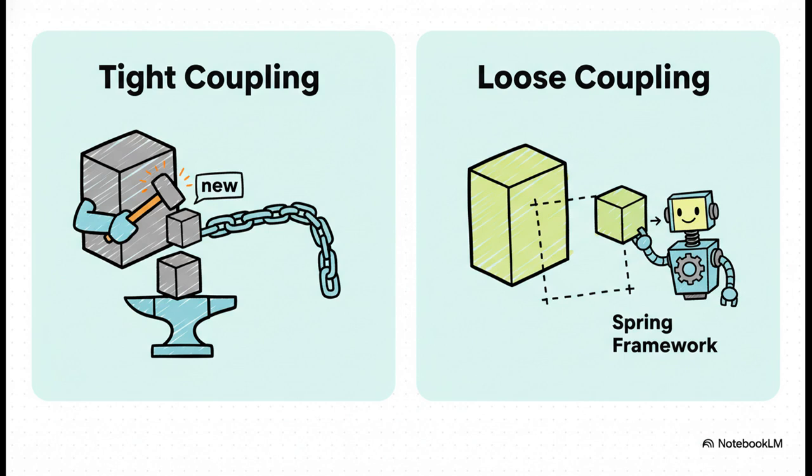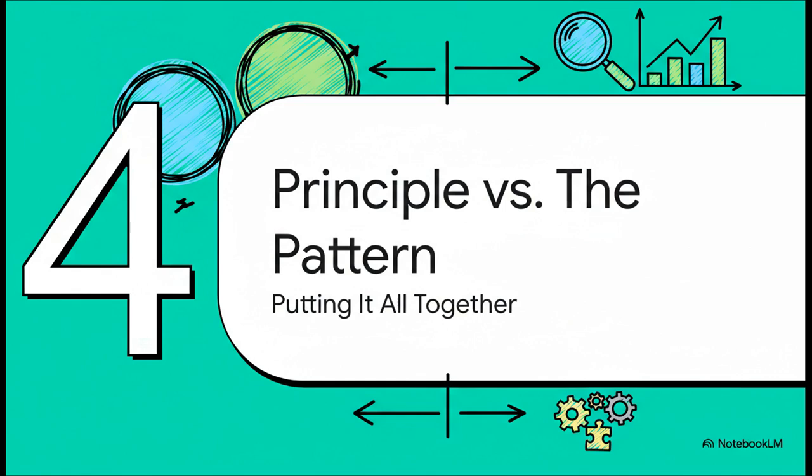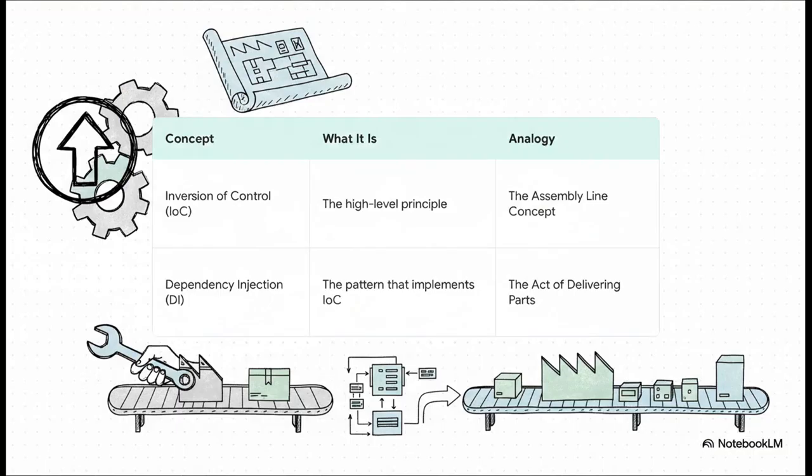All right, so you'll hear people use IoC and DI like they're the same thing all the time, but they're not. And knowing the difference is actually really important for understanding what's going on. So let's put it all together and make this distinction crystal clear. This table nails it. Just think of it this way. Inversion of control is the what. It's the big idea, the high-level design principle. It's our assembly line concept.